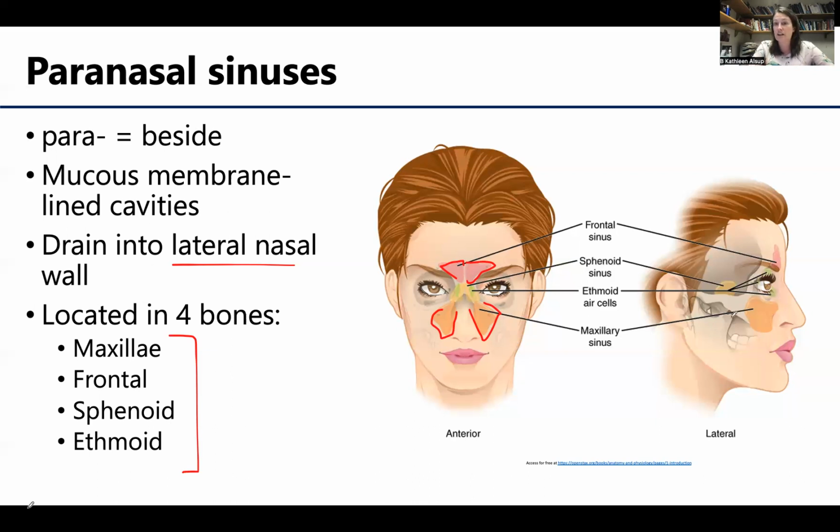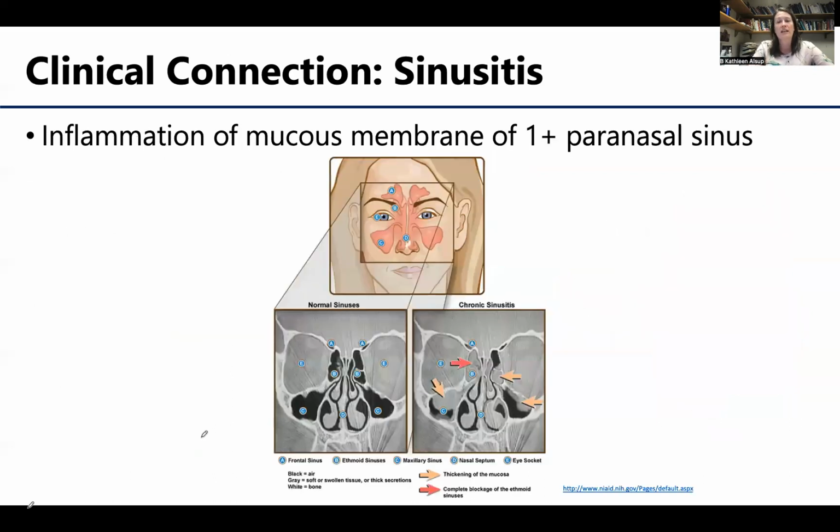There are going to be sphenoid sinuses, and sometimes it's just the one. And then generally you have a lot of individual air cells associated with the ethmoid bone. But these are the 4 bones where you'll have paranasal sinuses. And if you've ever heard of sinusitis or a sinus infection, this will involve these paranasal sinuses.